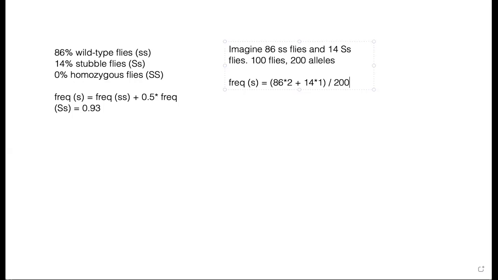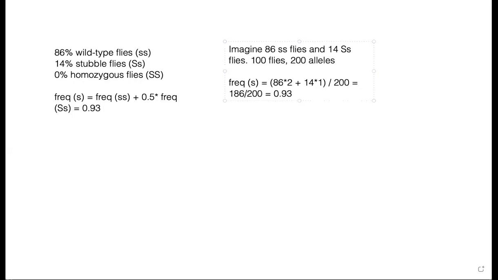200 total alleles. So if you have a percentage problem like that, you can temporarily pretend that the percentages just convert into a population of 100 individuals. We don't know the actual population size that Shepard was working with, but we can temporarily pretend it was exactly 100, and we can solve the problem that way. If you do 86 times 2, that's 172, plus 14 is 186, divided by 200, and that's equal to 0.93. You get exactly the same answer.